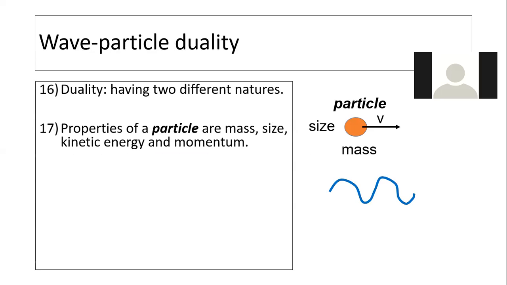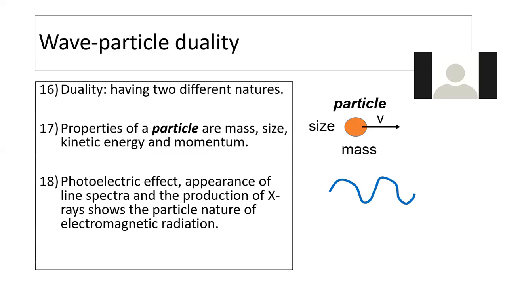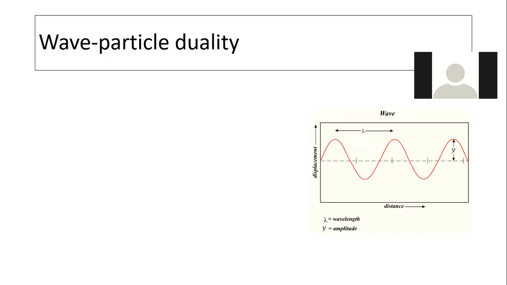Properties of particle are the mass, the size, that means the volume, then kinetic energy and momentum. We have studied the photoelectric effect, our first subtopic, and the appearance of line spectrum and production of X-ray, which are our next few topics after this, show the particle nature of electromagnetic radiation. That means we think of electromagnetic radiation as normal waves, but as particle, the photon.